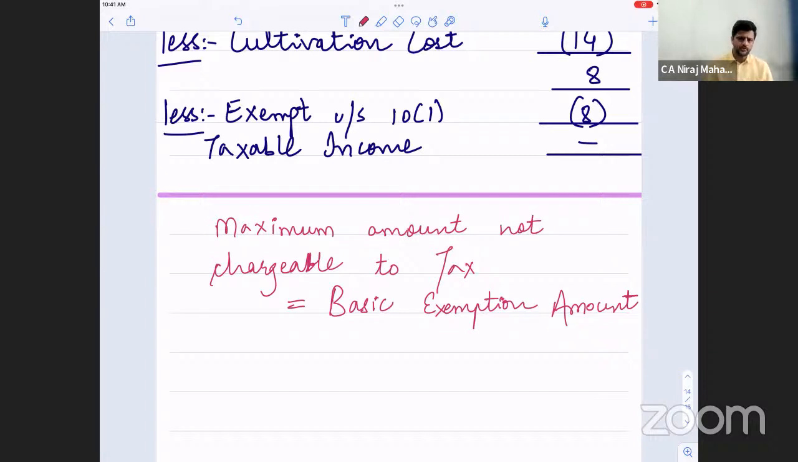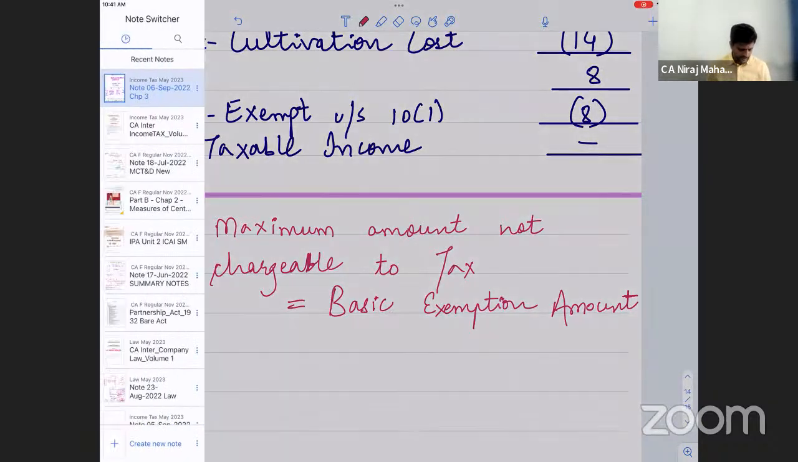So that depends on what? Residency status and age, right? 2.5 lakhs, 3 lakhs, and 5 lakhs. Tell me, do you remember this, all of you? 2.5 lakhs, 3 lakhs, and 5 lakhs. Clear? Okay. Come back to the notes.